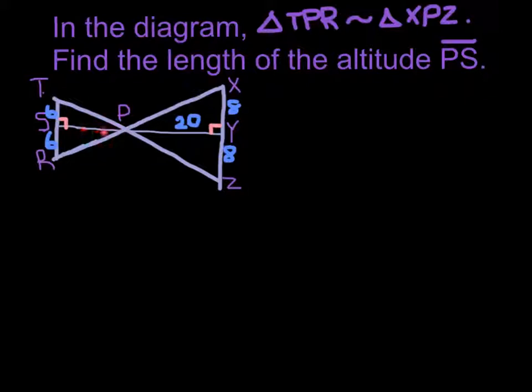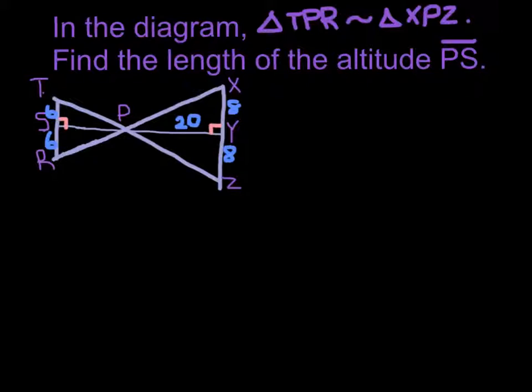So altitude is right here, PS. The altitudes are the lengths that go from a vertex perpendicular to another side. So we have an altitude drawn in here. And of course, the PS is an altitude as well. So they want us to find that length.